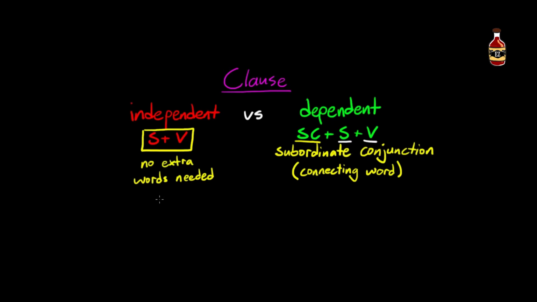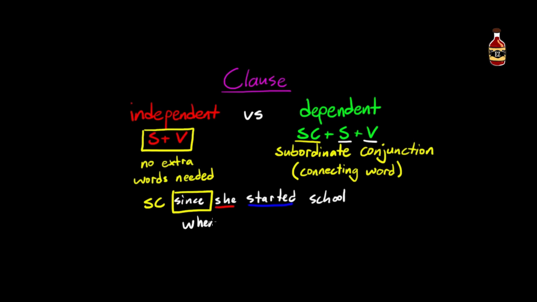Let me show you. Since she started school. Here we have our subject, she, and even our verb, started. So we have a clause, we know that. But right here we have since. That is our connecting word. That's our subordinate conjunction. And because of that since, this is now an incomplete thought. What happened since she started school? We don't know. It's an incomplete thought. It needs an independent clause connected to it.